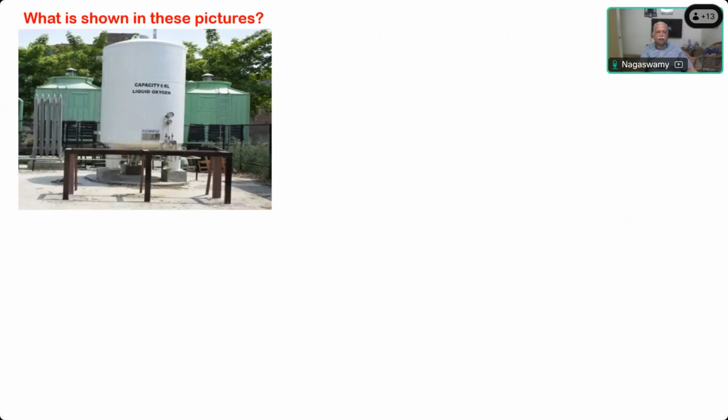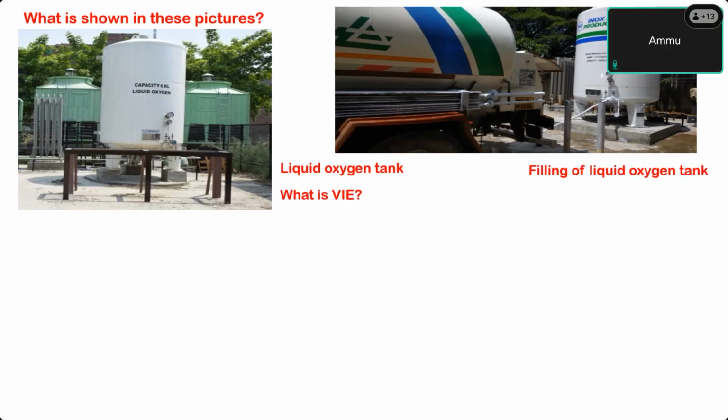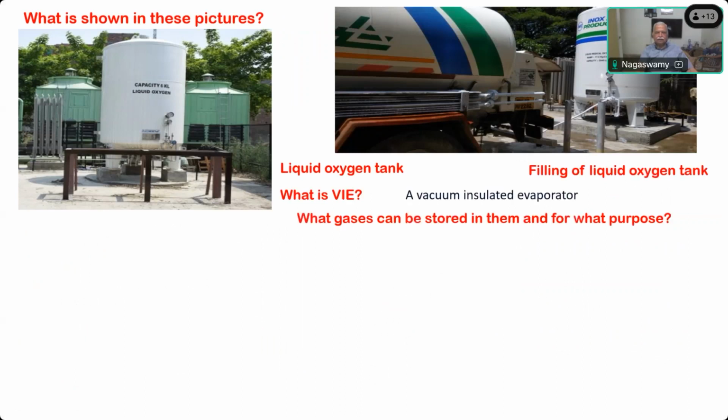Now, what is shown here? Liquid oxygen. Liquid oxygen tank. Very good. And what is this? Filling of liquid oxygen. Very good. What is VIE? What is the expression? Vacuum insulated evaporator. Correct. What gases can be stored in them and for what purpose? Is it only for oxygen, or can you use some other gases also in the vacuum insulated evaporator?